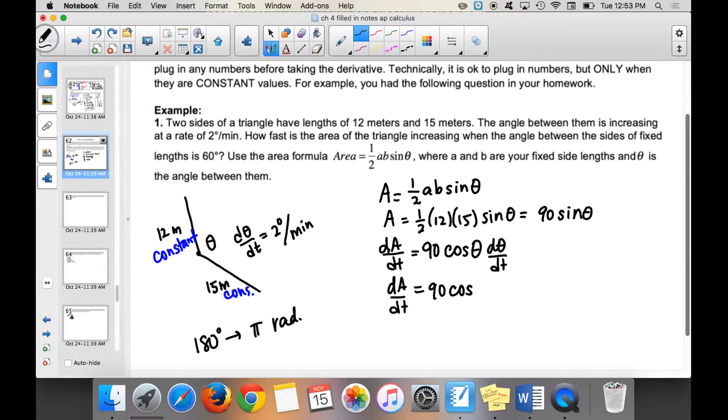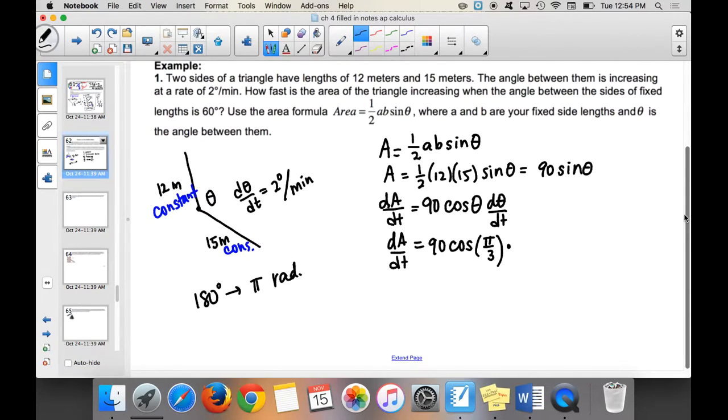We can do cosine. You can change the 60 to pi over 3 if you want to. In that case, it was fine if you did 60, because cosine of 60 degrees is still just going to be 1/2. But then right here where I have d theta over dt, I have to change it. So d theta over dt is 2 degrees per minute, but we need to change it so we have 180 degrees on the bottom, pi on top, so it becomes pi over 90.